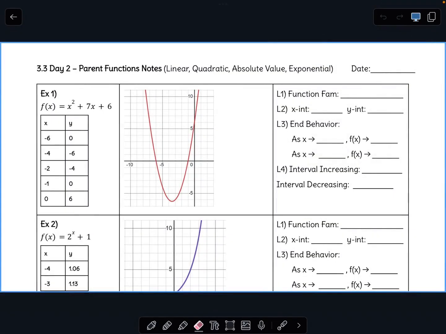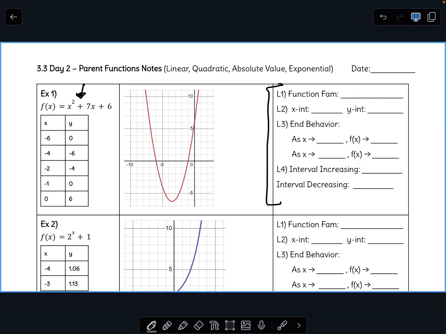All right, so in this video, we're going to continue with our parent function notes. So it'll either be a linear, quadratic, absolute value, or exponential function. As you can see, you have your table of data, you have your function on your coordinate plane. You also have your function algebraically here, okay? And it's going to be asking you for these quantities here.